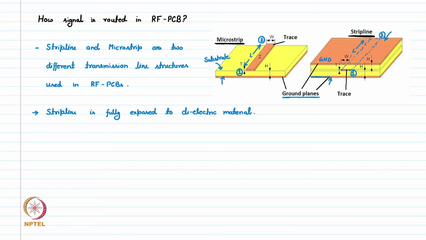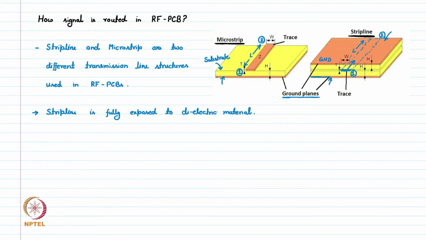Here we have this strip line. In the middle we have this strip line where the signal is going in this direction, and this strip line is surrounded by this yellow dielectric material throughout its surface, top, bottom and sideways. So, this is fully exposed.